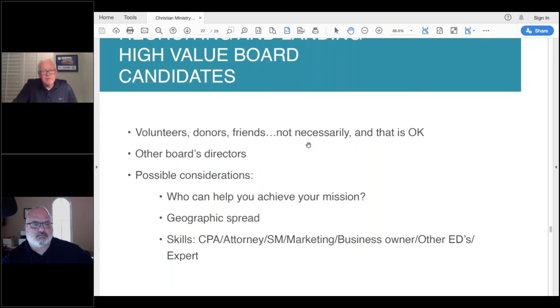Volunteers, donors, and friends don't necessarily make good board members, and that's okay. That's okay that they don't do that. There's no harm in that. Other board directors, there may be other agencies, not too unlike what you're doing, or at least in the same space, whose directors have competencies that will be helpful to you to recruit when they step off that other board. So consideration, who can help you achieve your mission? I wouldn't recruit anybody onto the board that doesn't bring something to help us achieve our mission. Otherwise, they're just taking up space, and what use are they?